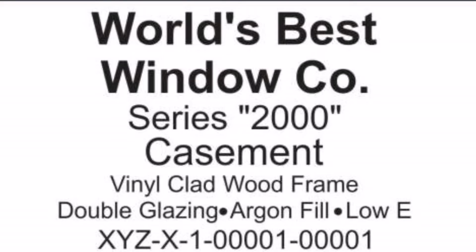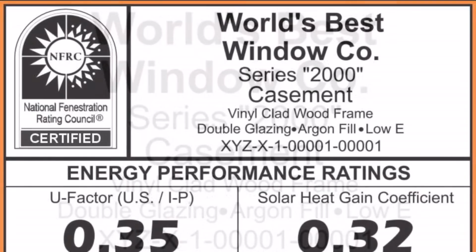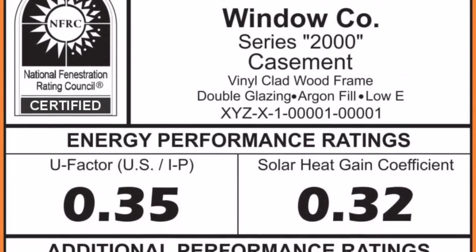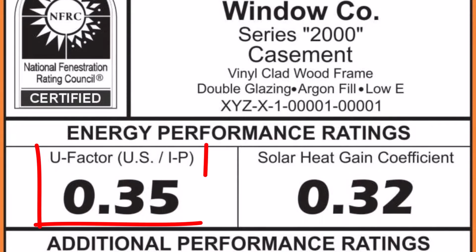Now, below the title box are the very important energy performance ratings. The top left here is the U factor, which is a measure of the heat gain or loss through the window. It ranges from 0 to about 1.2, and the lower the number, the better.